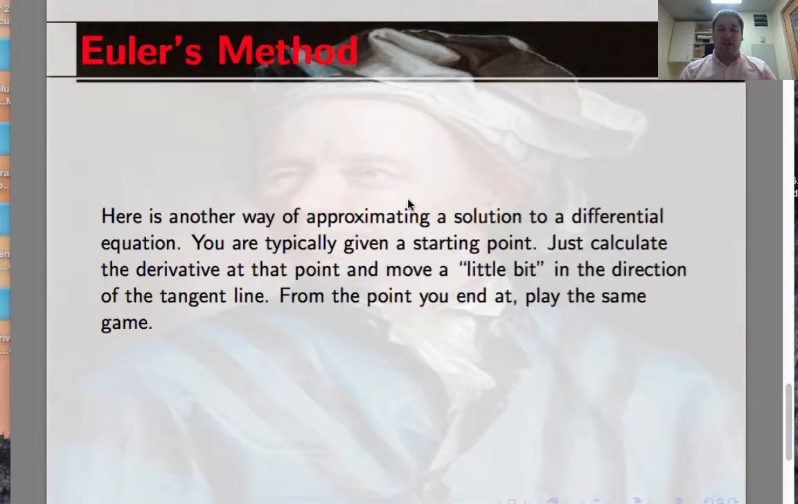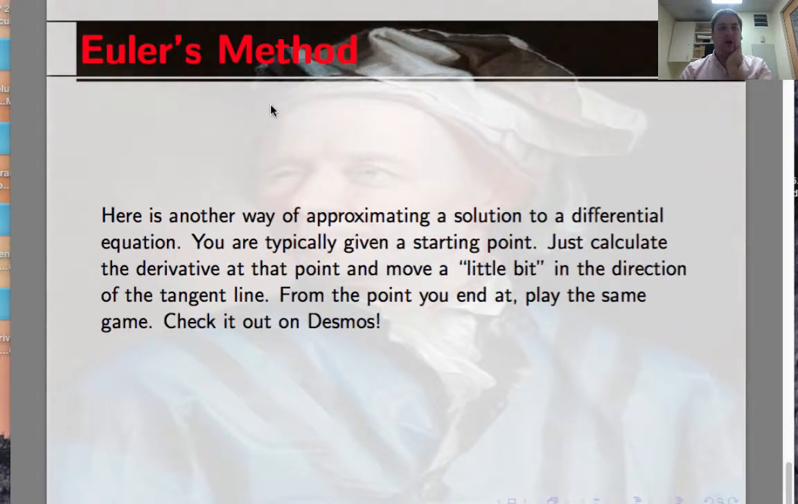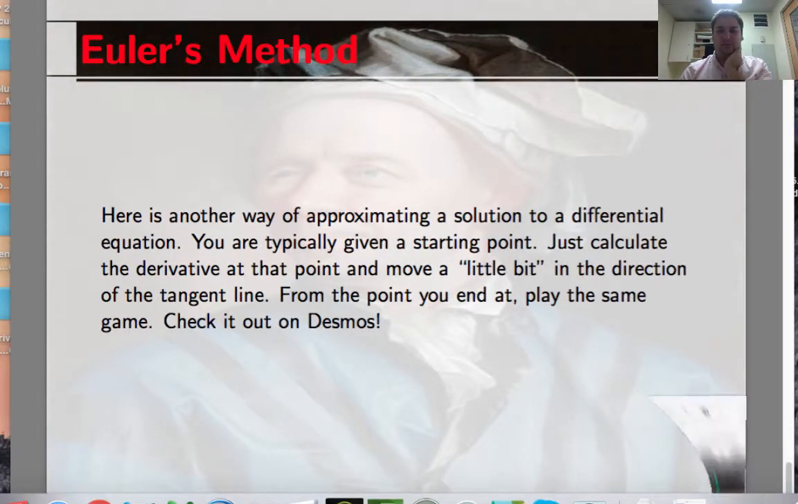You find the endpoint from that little bit that you've gone, and then you just play the same game from there. You would calculate the new slope at that point, and then just keep following along. You're creating a curve. It's actually not a curve, though. It's more of a polygon, a polygonal path. It's just a bunch of straight lines, but it's going to give you a pretty good approximation of what the solution is, visually at least. Let's check this out on Desmos, because why not?